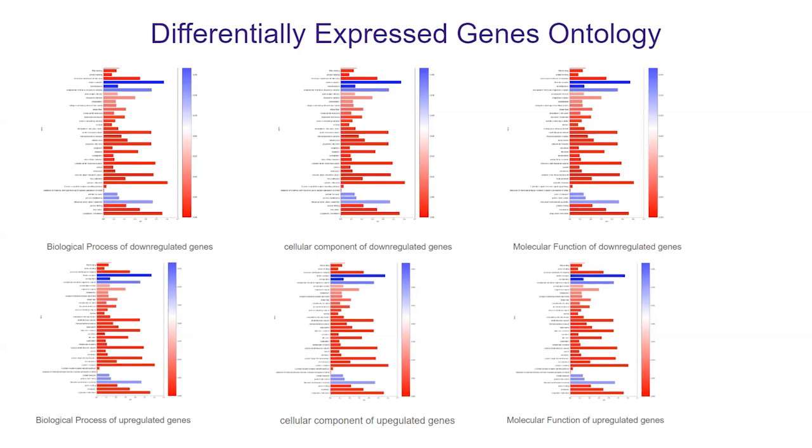Then the pipeline will perform the ontology analysis. There are 3 ontologies: the biological processes, the cellular component, and the molecular function. And you will get 6 plots as a result, including the top 20 ontologies. So we get in total 6 plots. You have the biological processes for the downregulated genes, the cellular component of the downregulated genes, and the molecular function of also the downregulated genes. You will have the same plots for the upregulated genes, and the plots could also be downloaded as PNG files.